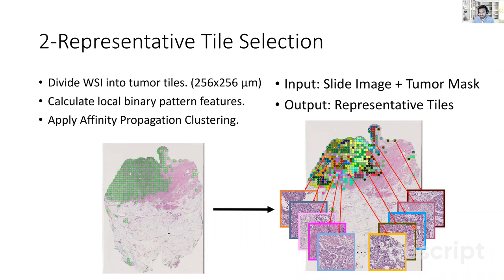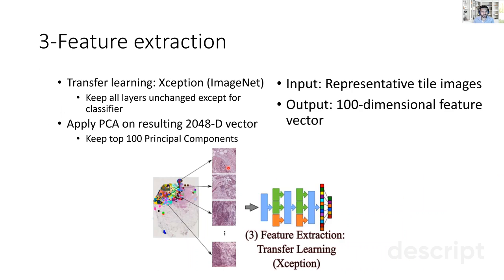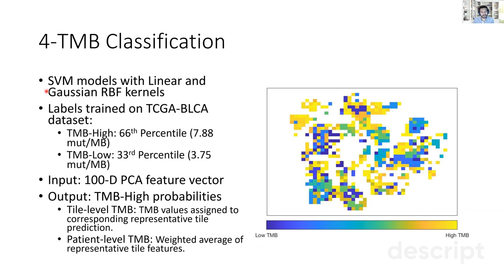our computational costs. We then use these representative tiles and perform transfer learning using an Xception model trained on ImageNet. And we take the last layer before the classifier and perform principal component analysis. Then we use that 100-dimensional vector to train a support vector machine model, both on linear and Gaussian kernels, using the TCGA dataset, labeling TMB high patients using the 66th percentile and TMB low with the 33rd percentile. We obtain 2 outputs, that is the tile level TMB prediction and the patient level TMB prediction.